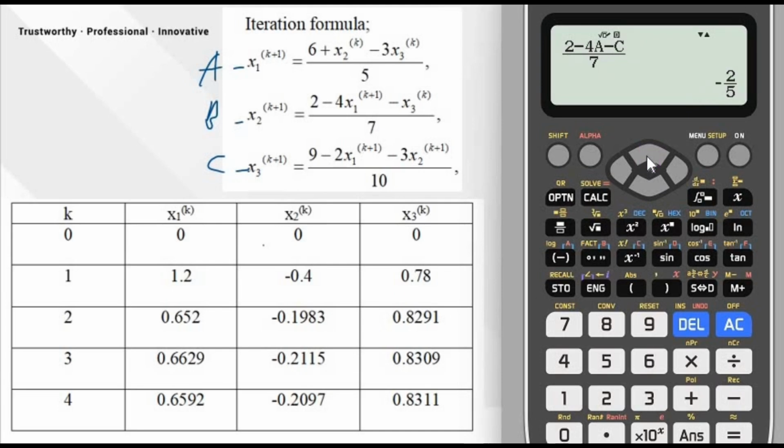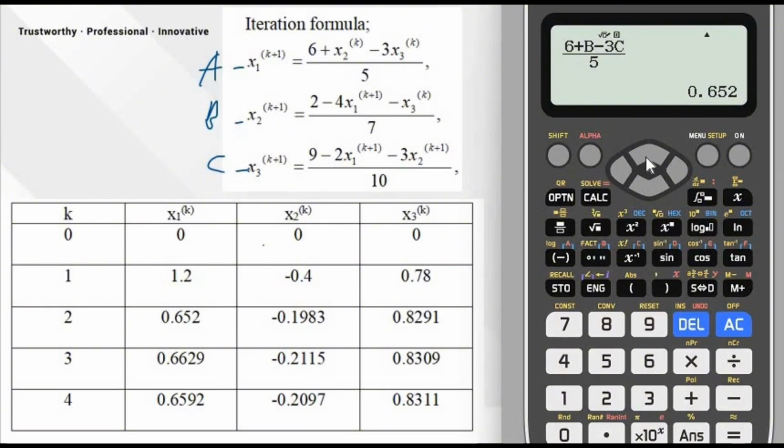For the next row, the following row, you just recall the equation that you already entered first. For x1, this is the formula. Press the CALC button. We will use the values of B and C. Now we use x2, which is B, negative 0.4, equal, and C is 0.78, equal. Press again. So we will get 0.652, the new A.